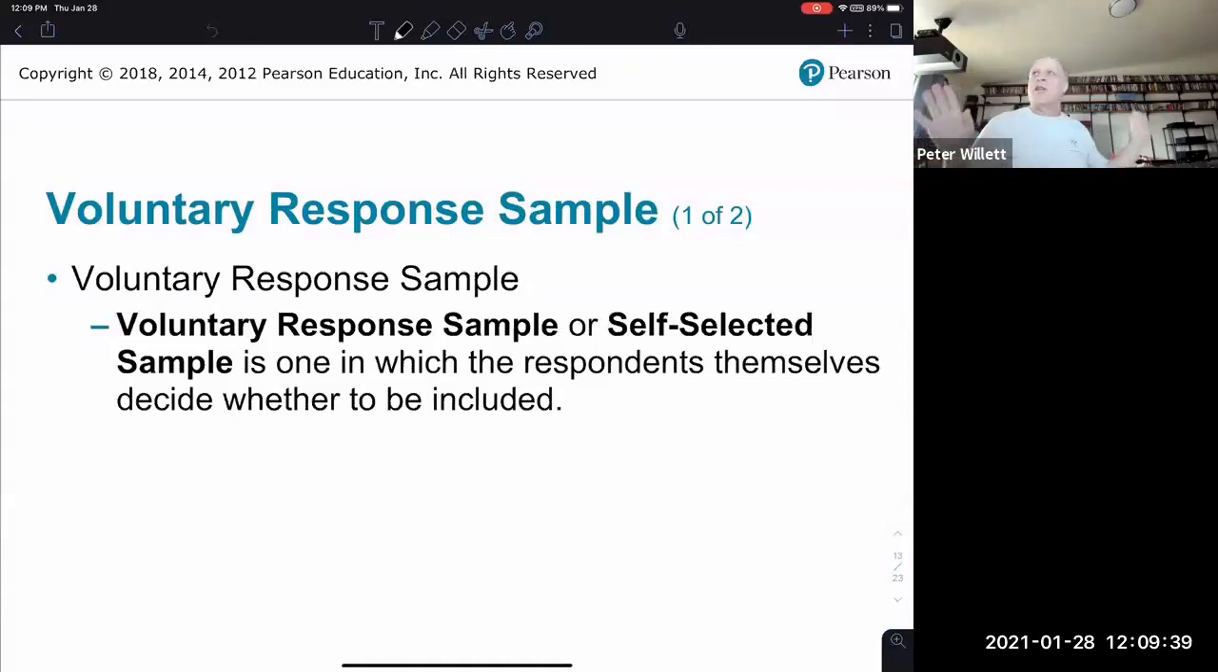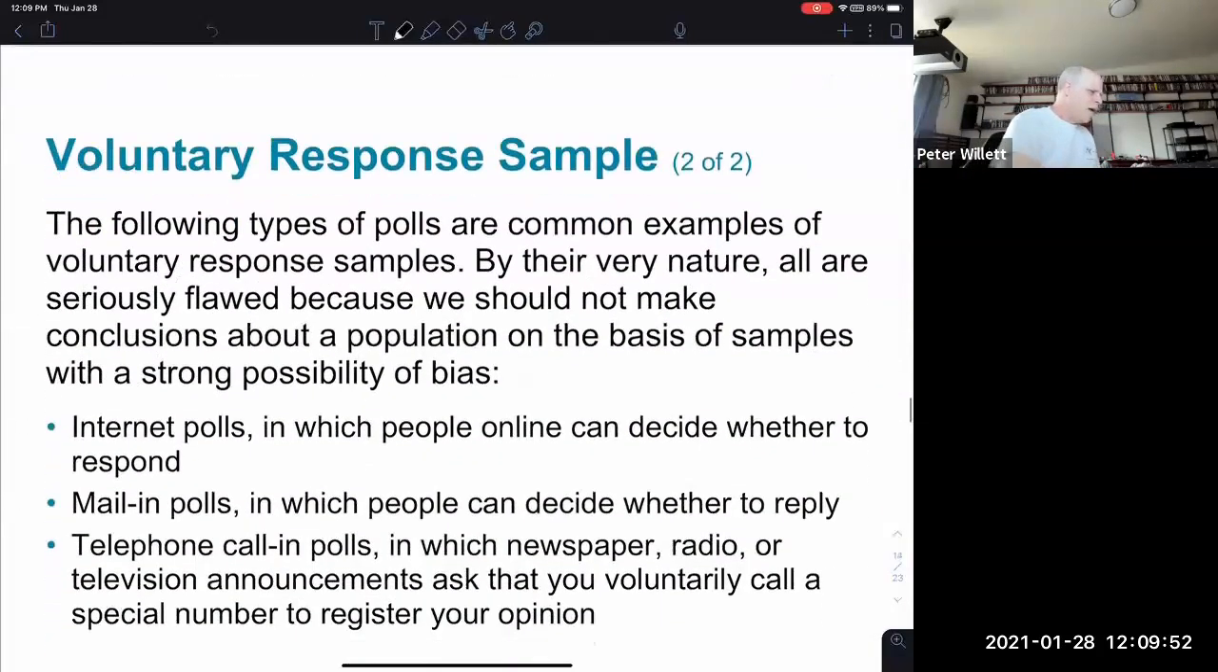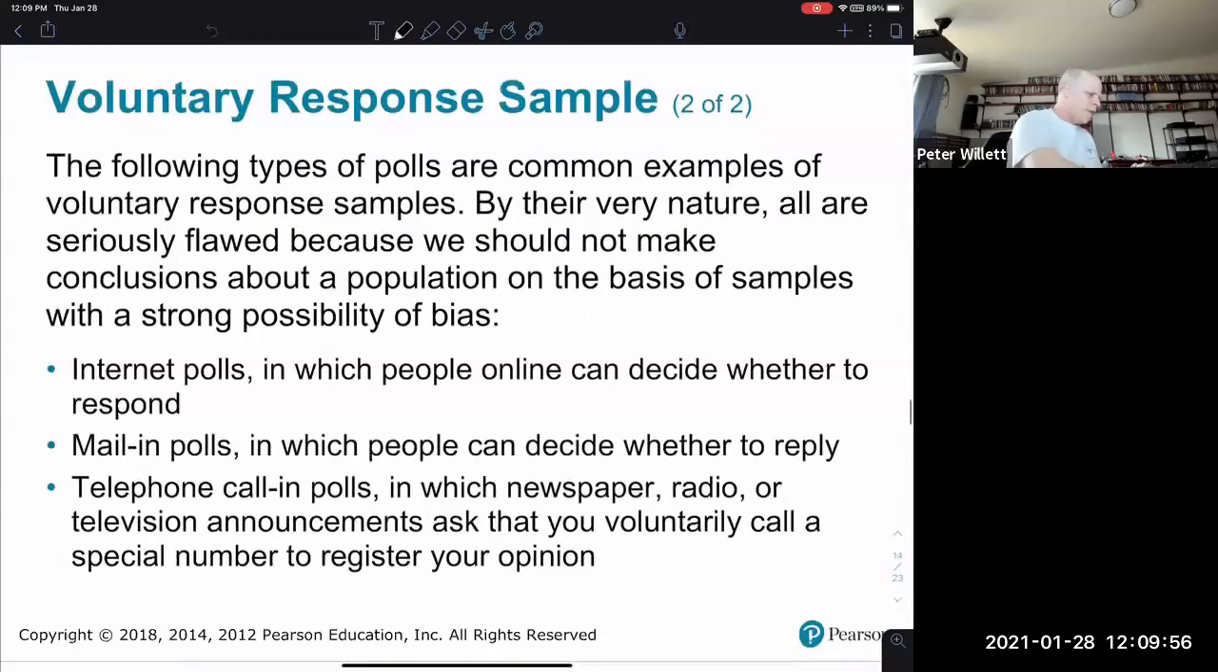So immediately, that's just a method. Immediately you could ask yourself, is that a good thing? Is that a bad thing? How would that work? It's done all the time. So whether it's good or bad, it's done all the time. And then they have an example of a voluntary response that somebody might collect. And they give some examples: internet polls, mail-in polls, telephone call-in polls, things like that.